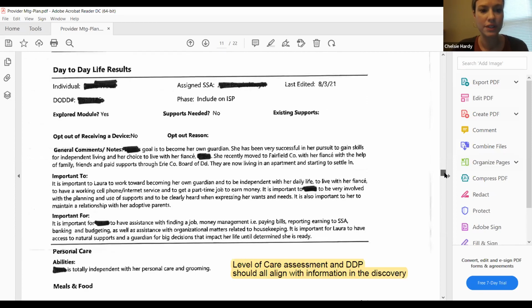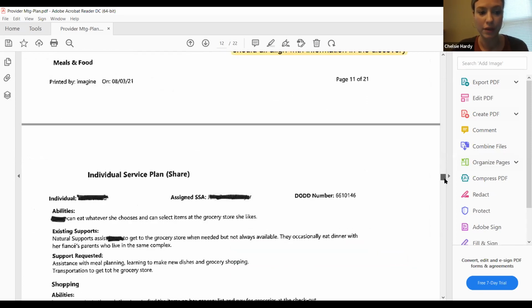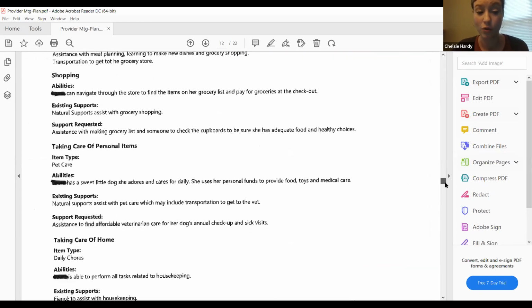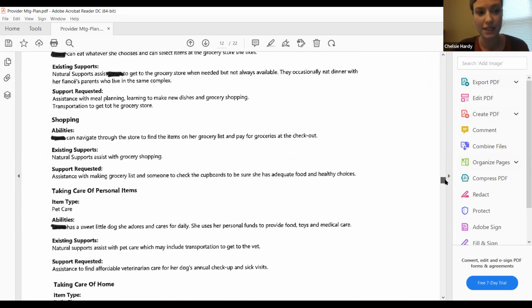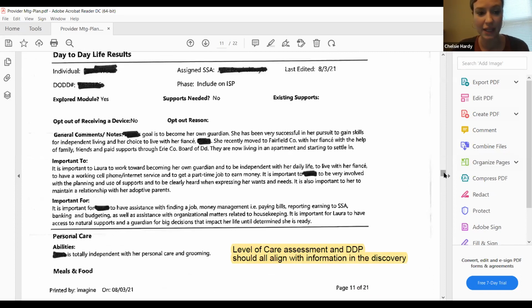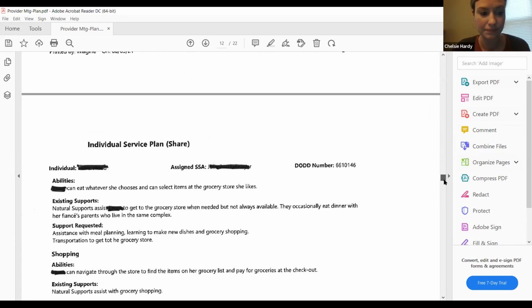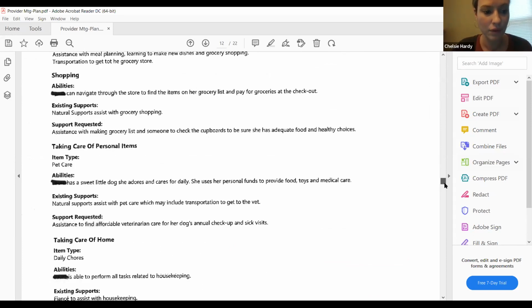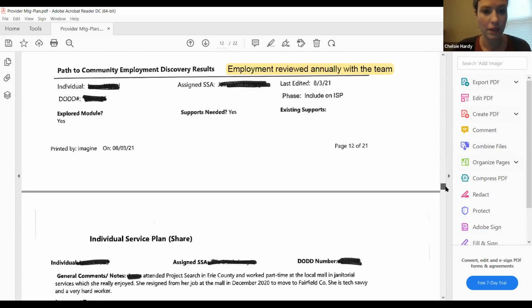Day-to-day is also a good spot for any supervision levels at home too, such as if the person stays at home by themselves, or if they just have staff that check in with them occasionally, things like that. Path to community employment should be reviewed annually with the team.